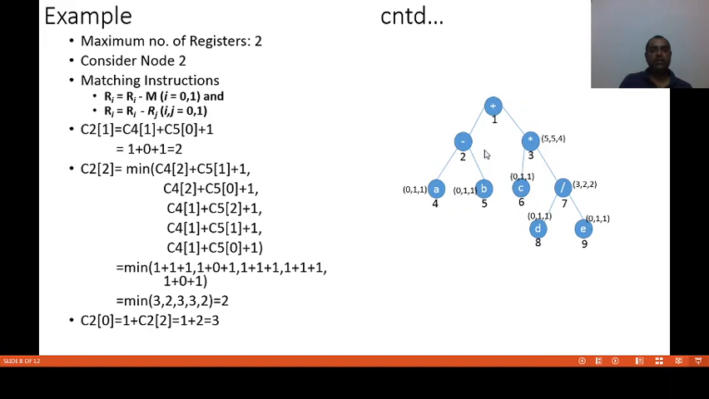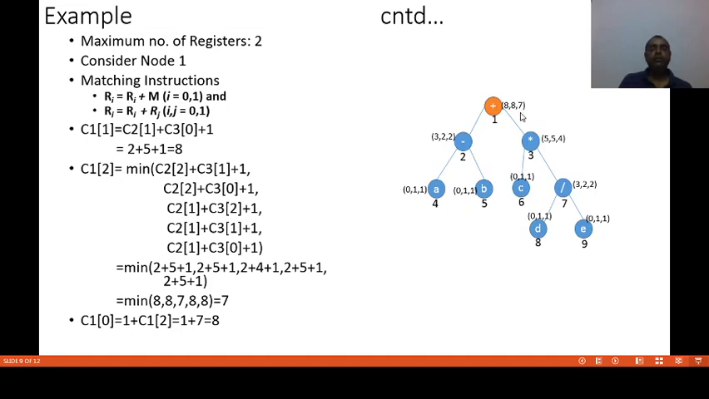So here the vector is what? 3, 2, 2. Then the cost for evaluating node 1. The same way we can calculate the cost for evaluating node 1, and in this case the vector will be 8, 8, 7. The cost for evaluating this node by using 0 registers is 8, by using 1 register is 8, and the cost for evaluating this by using 2 registers is 7.